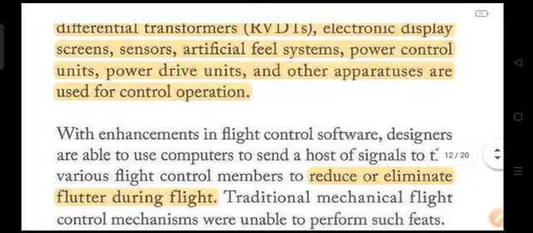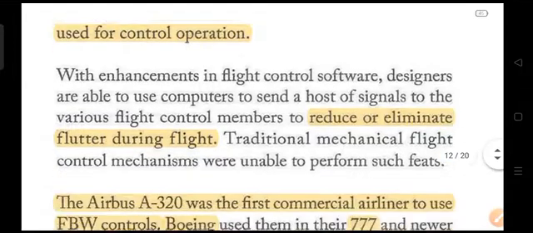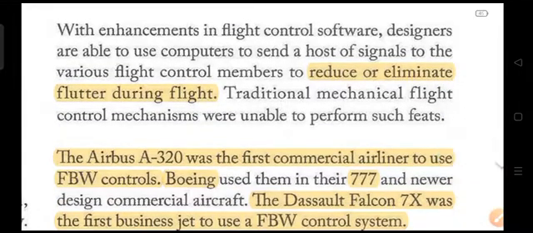There are other sensors also. There is the artificial feel system that I have already talked about. Power control units are there, which are small hydraulic actuators. Power drive units are there, which are like motors, and you have got other apparatus also which are used for the control operation. Fine.